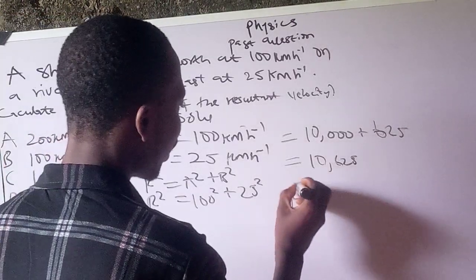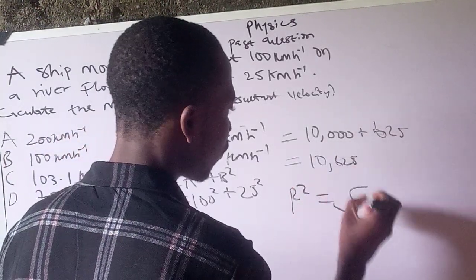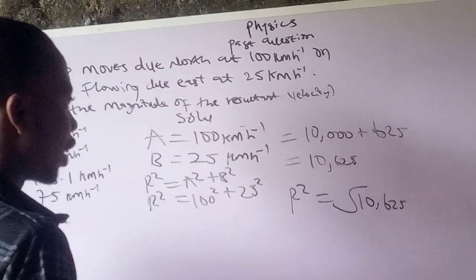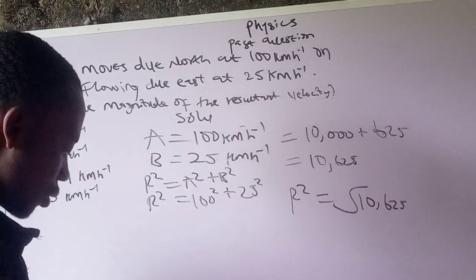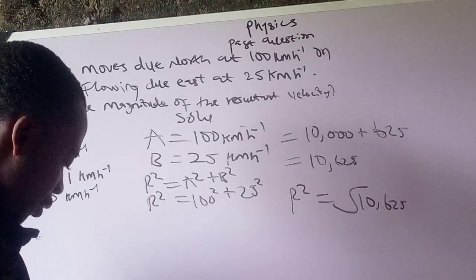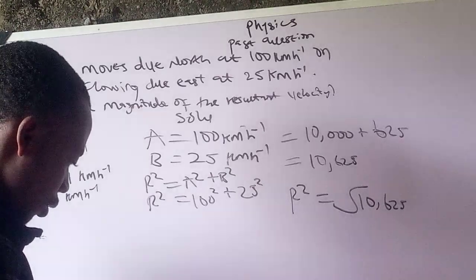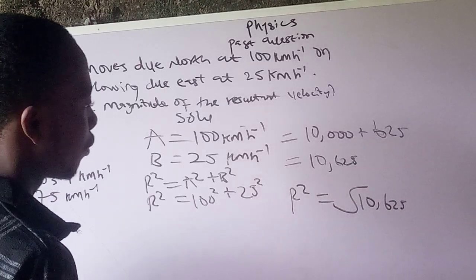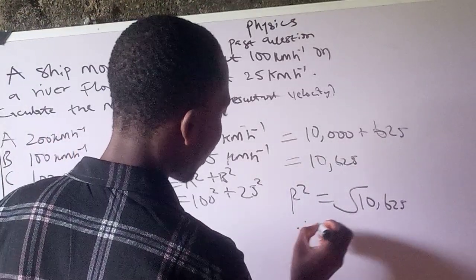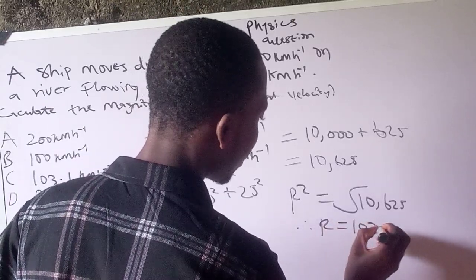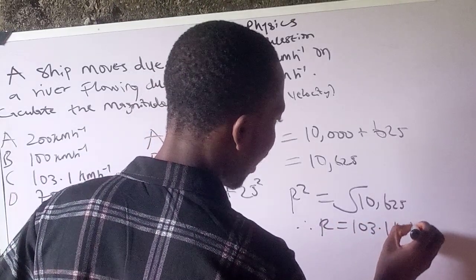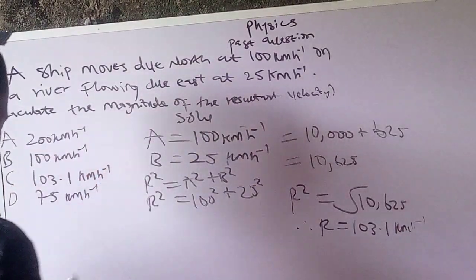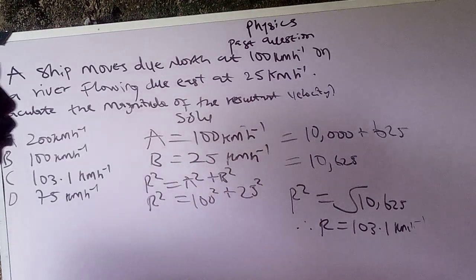So R equals the square root of 10,625. The square root of 10,625 is 103.1. Therefore, R equals 103.1 km/h, which is option C. You see how simple it was.